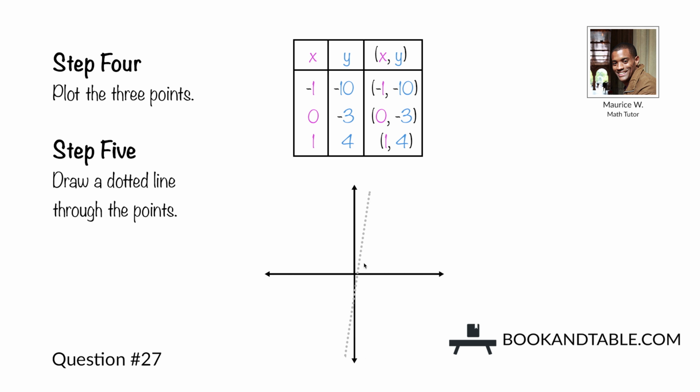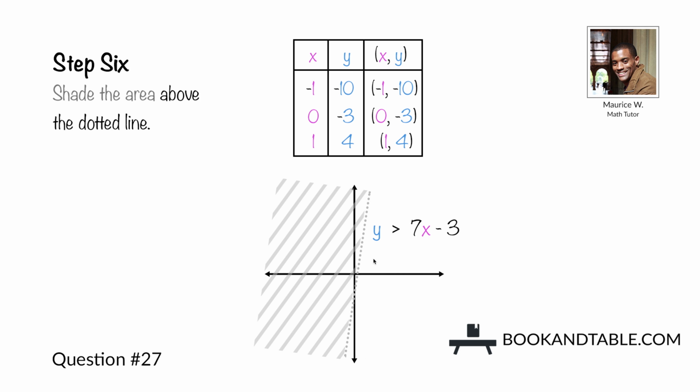In step 6, shade the area above the dotted line. Since we want to sketch the inequality y is greater than 7x minus 3. Again, if you look here, where it crosses the y-axis, the y values increase as you go up. So that is how you know you need to shade this side of the dotted line. So this would be the sketch of y is greater than 7x minus 3.